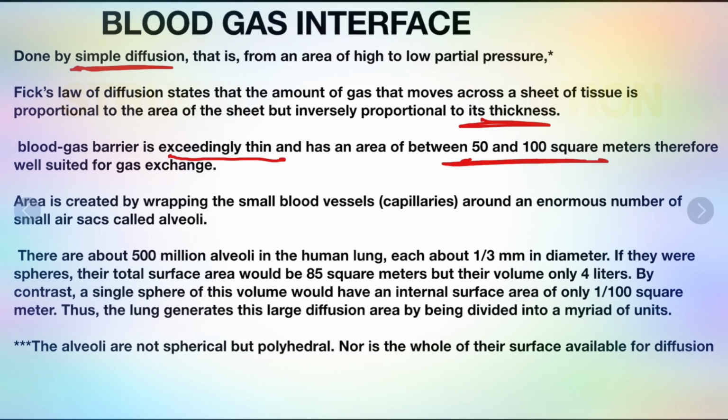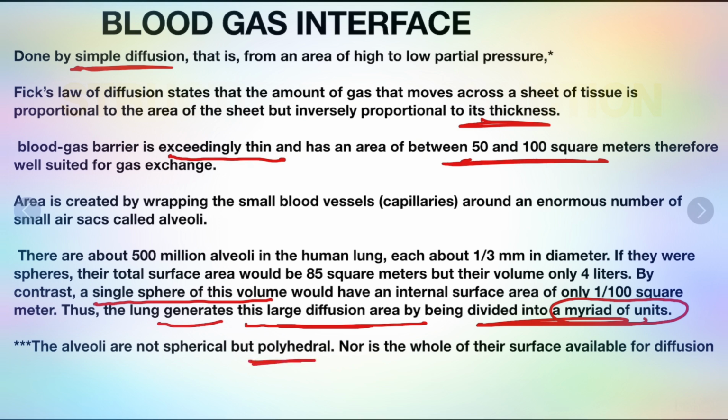By contrast, a single sphere of this volume, rather than being divided into 500 million alveoli, would create only 1/100 square meter. That is very, very little. Thus, the lung generates this large diffusion area by dividing into a myriad of units. Also, the alveoli are not truly spherical; in practice they are polyhedral in shape, and not the whole of their surface is available for diffusion.